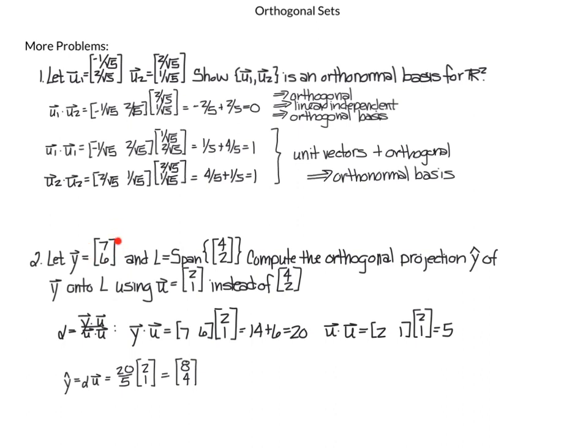Our second problem, we have y equals 7, 6, and L is equal to the span of 4, 2. Compute the orthogonal projection y hat of y onto L using u equals 2, 1 instead of 4, 2. So alpha is equal to y dot u, and we're using 2, 1 instead, over u dot u. So y dot u is 7, 6 times 2, 1, which is 20. u dot u is 2, 1 times 2, 1, which is 5, which means our alpha is 20 over 5, which is 4, times 2, 1, so it's equal to 8, 4. So this is the orthogonal projection. It's the same orthogonal projection as with 4, 2 for reasons we had discussed in the video.